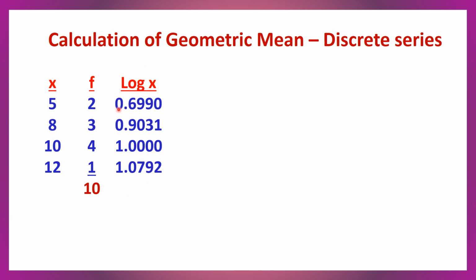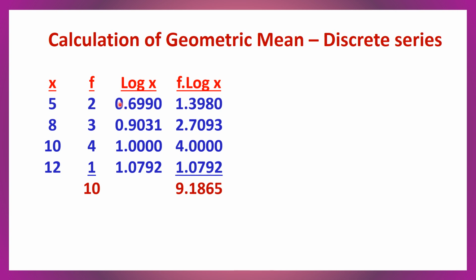Now we have to multiply this frequency with the corresponding log x. F into log x. 2 into 0.6990 is 1.3980. In the same manner, all these frequencies have to be multiplied with the corresponding log x values and then add these f into log x to get sigma f into log x. Here it is 9.1865.